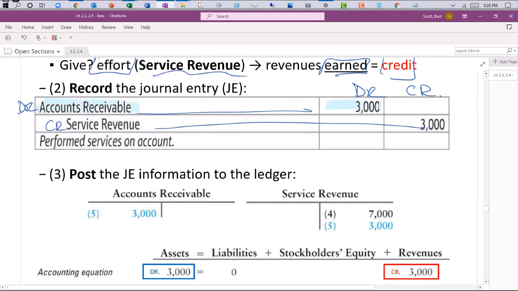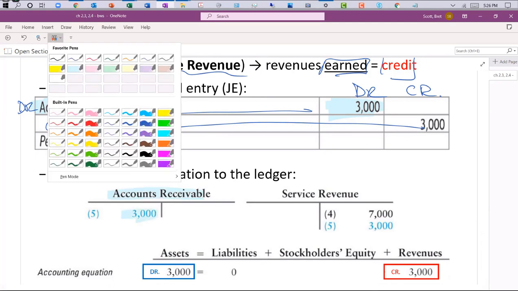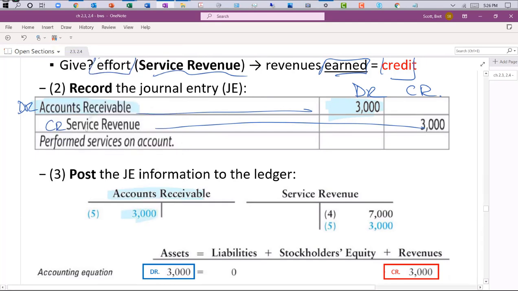Accounts receivable was debited for 3,000. Accounts receivable, debit 3,000. Service revenue was credited 3,000. Service revenue, credit 3,000. Just make sure that what you input balances. The debit equals the credit in this case.